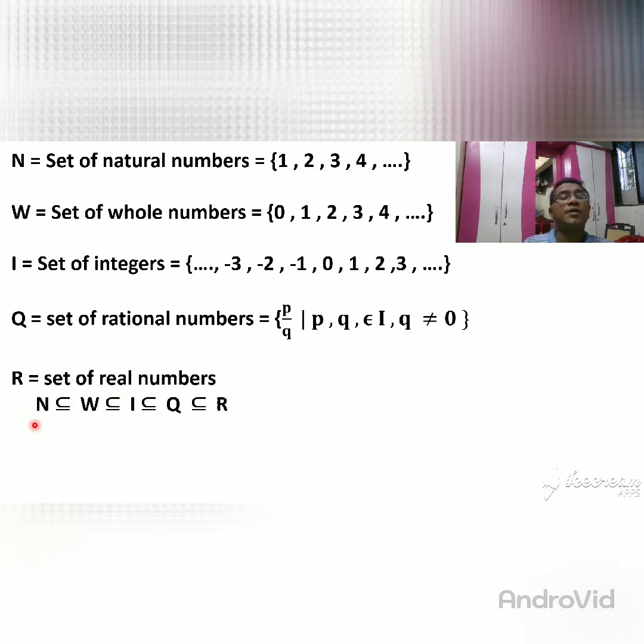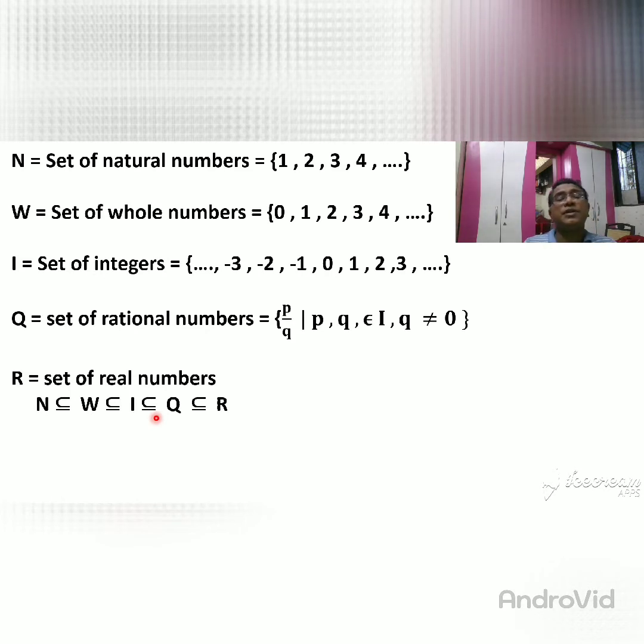The natural numbers are a subset of the whole numbers. Why do we say that? Because natural numbers start from 1, and all the numbers from 1 are present in the whole numbers. So natural numbers are a subset of whole numbers. The whole numbers are 0, 1, 2, 3, and so on, all positive numbers. All these positive numbers are present in the integers. So the whole numbers are a subset of the integers, because the integers contain the positive numbers as well as the negative numbers. So they are subsets.